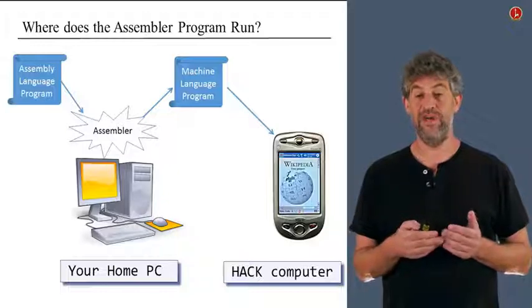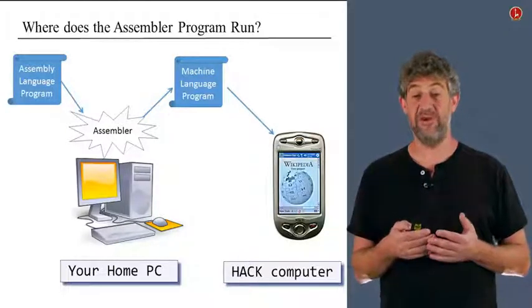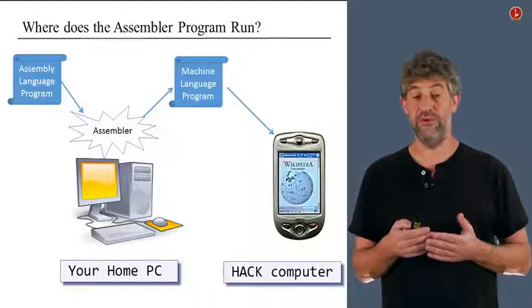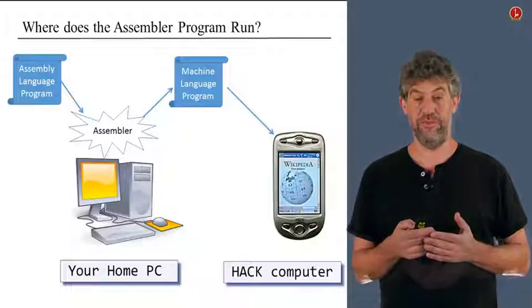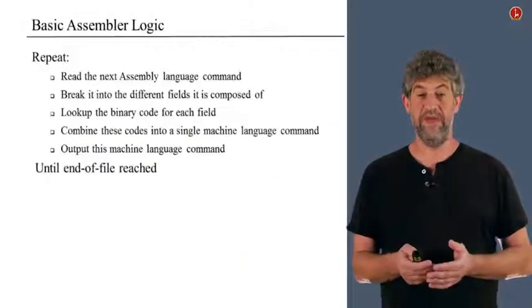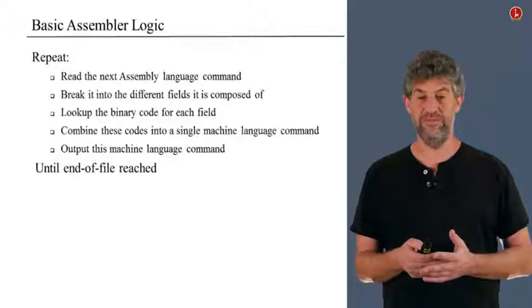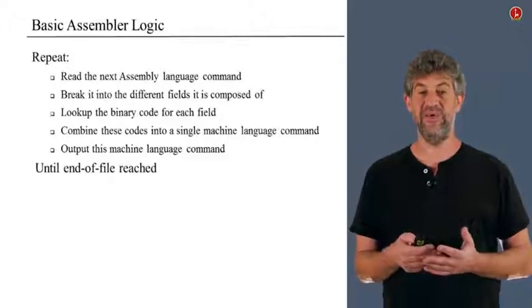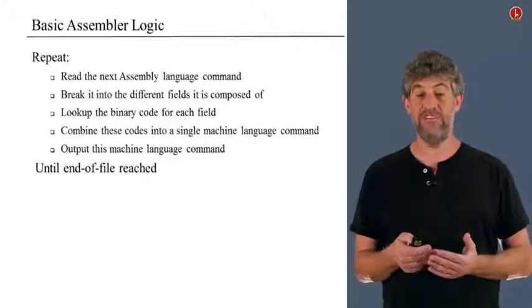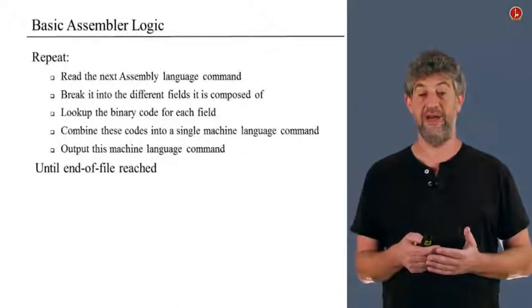This way, we don't have this bootstrap problem of having to write our assembler in machine code, but rather we can write it in the high-level language that we've already implemented on another computer. So the assembler program is really a very simple program. It does the following basic loop and repeats it again and again. It reads one assembly language command from the input. It breaks it into its parts, and each one of its parts can be translated to binary in a unique way that's specified by our language.